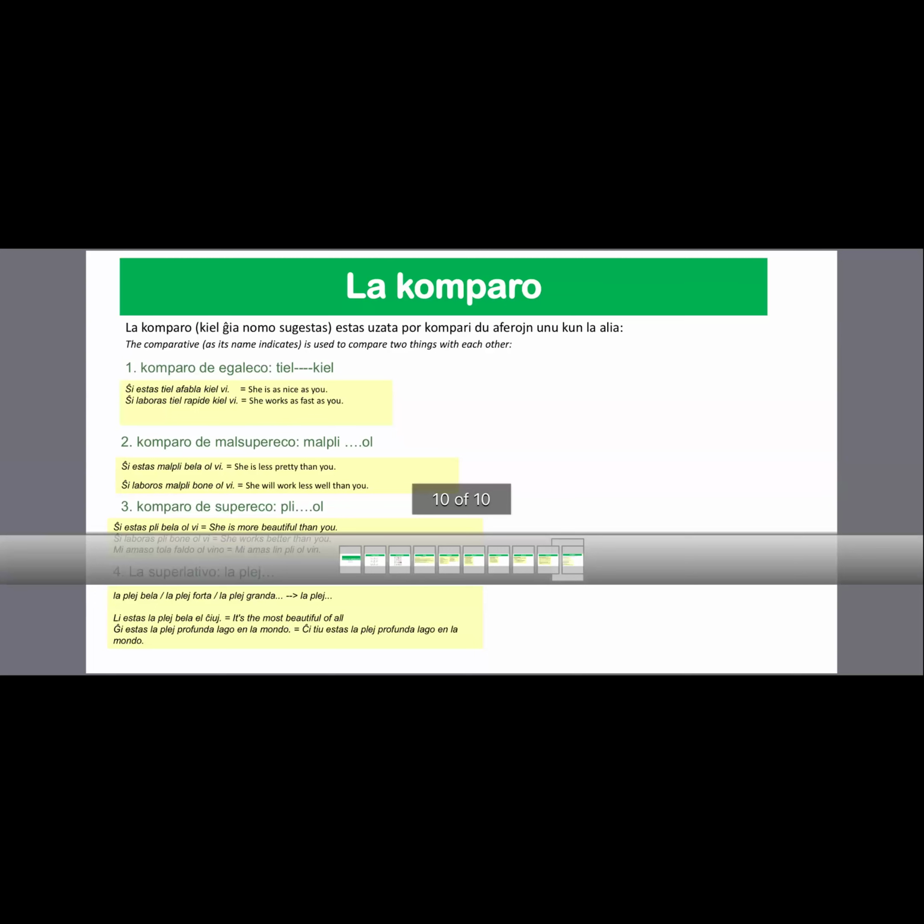So the second is the comparison with malsupereco, inequality. So where you want to mean the inequality, I can say malpli ol. So we have a comparison with inequality. We say malpli ol. She esas malpli bela ol vi. She's less pretty than you. You see that there is an inequality.